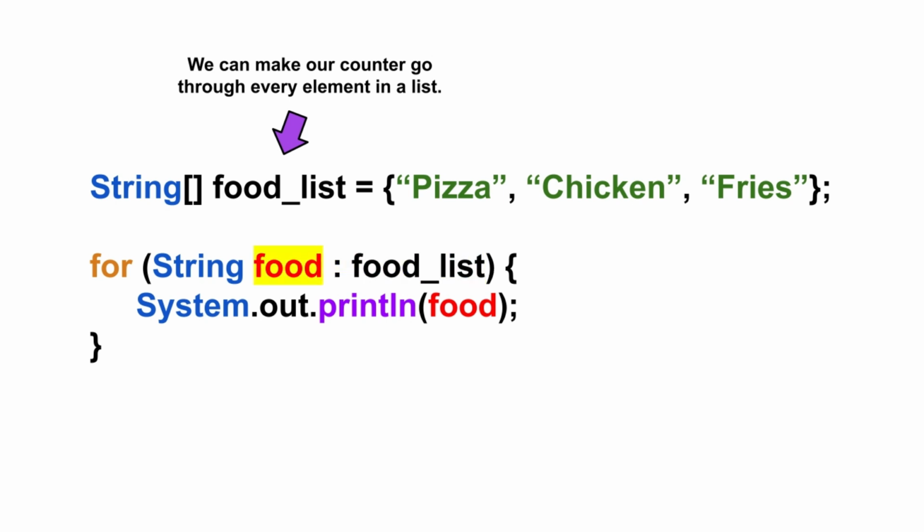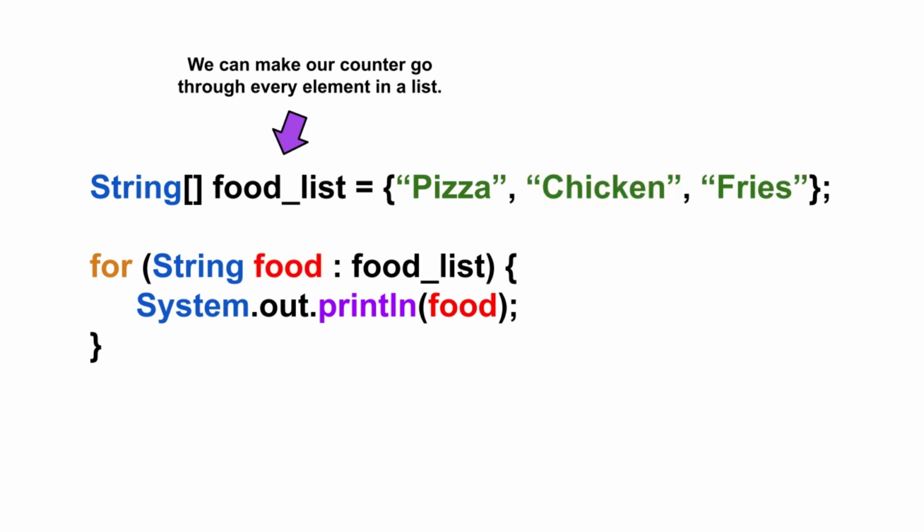One last thing we should keep in mind is that the counter for the enhanced loop, or the for each loop, is the item on the list. So for the first loop, the counter would have the value of the first item. In the second loop, it will be the second item. And in the third loop, it will be the third item, and so on.